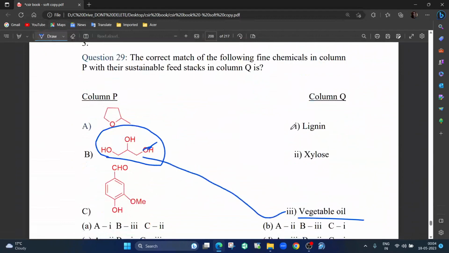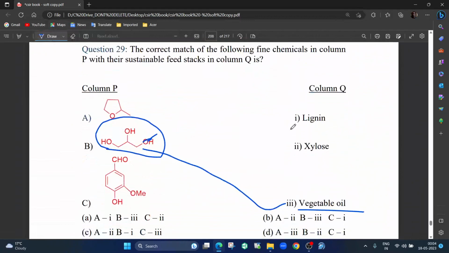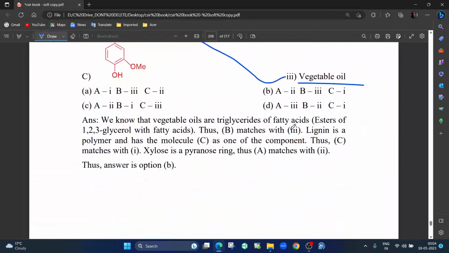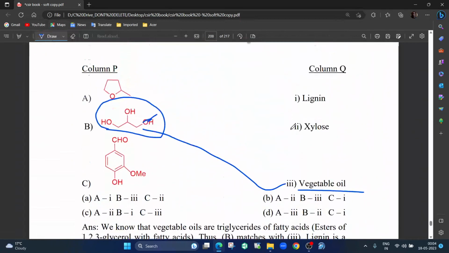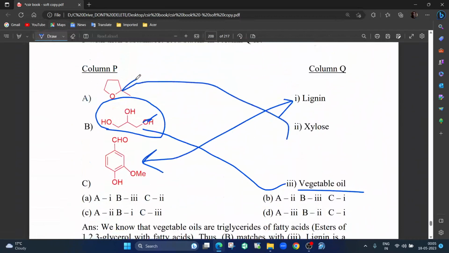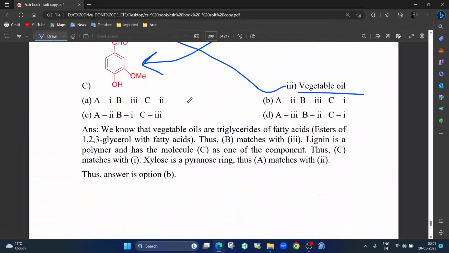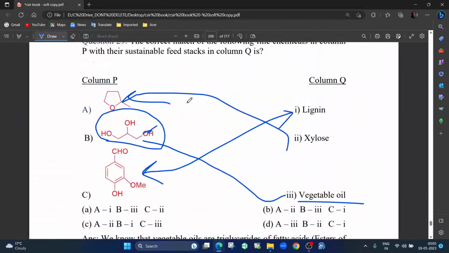And then lignin is a polymer which has molecule C. So for lignin, we have to just know the structure. There is not much chemistry, you have to just remember this. Lignin has this as monomer. So these two match, and xylose has a pyranose ring. So this matches. Therefore, the answer is option B.